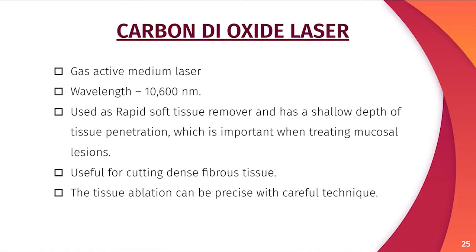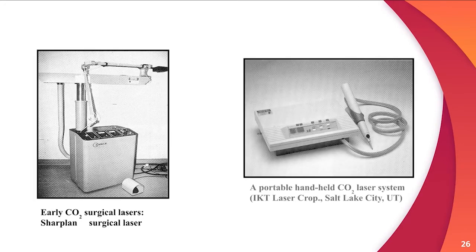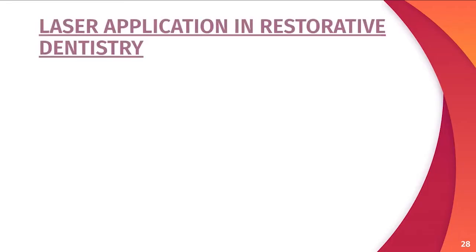Carbon dioxide laser. As we have discussed in the classification, it is a gas-active medium laser. The wavelength is 10,600 nanometer. It is used as a rapid soft tissue remover and has a shallow depth of tissue penetration, which is important when treating mucosal lesions. Useful for cutting dense fibrous tissue. The tissue ablation can be precise with careful technique. In this figure, you can see the early carbon dioxide surgical laser and the recent, portable handheld carbon dioxide laser system.